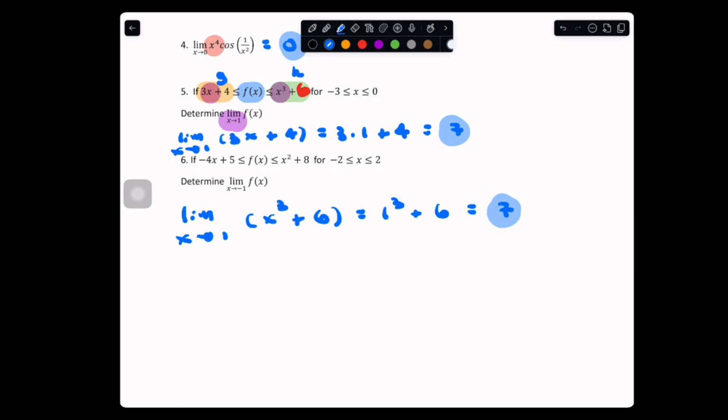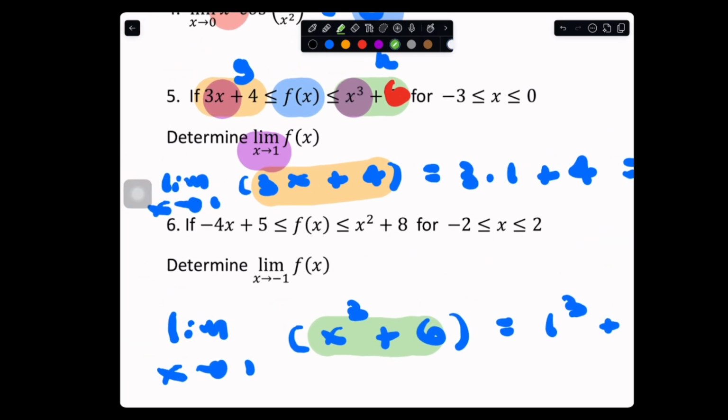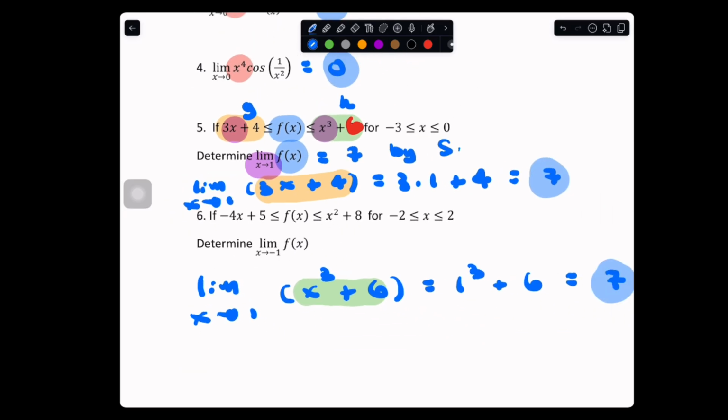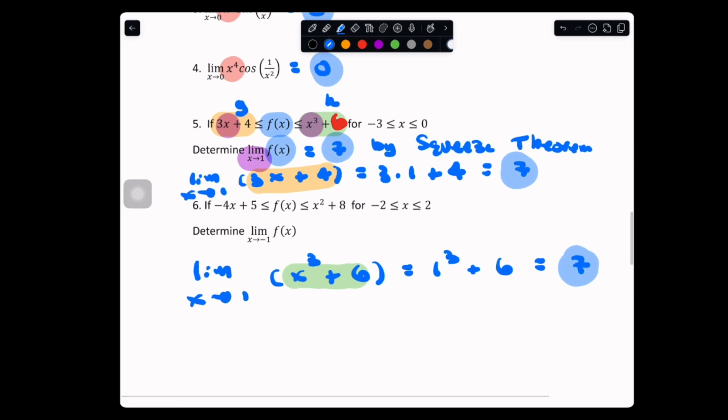The limit of the smaller function is 7. The limit of the larger function is 7. Then what's the limit of f? The middle function. It's also what? By the squeeze theorem. You guys okay with that? That's what they want you to do. That's why I had to fix it. I got to fix that typo. Note to self.